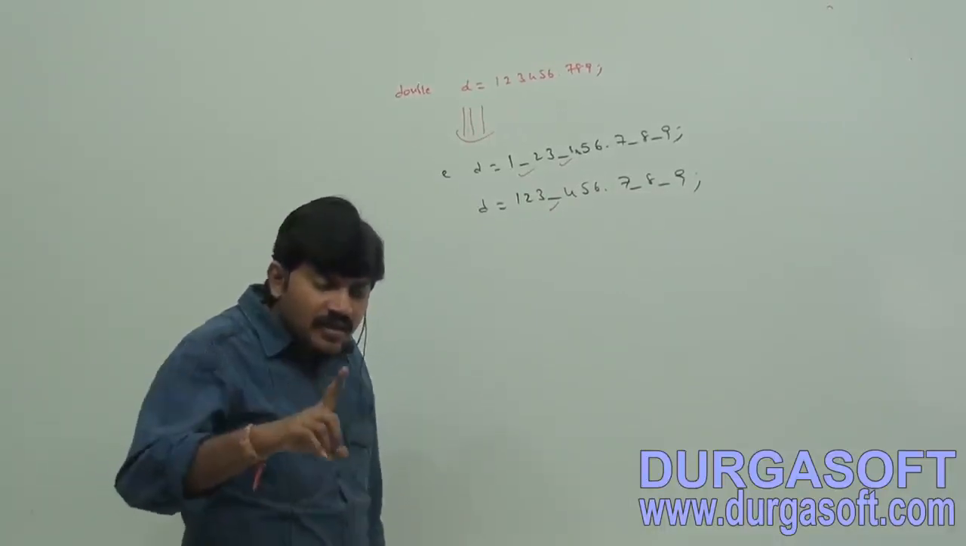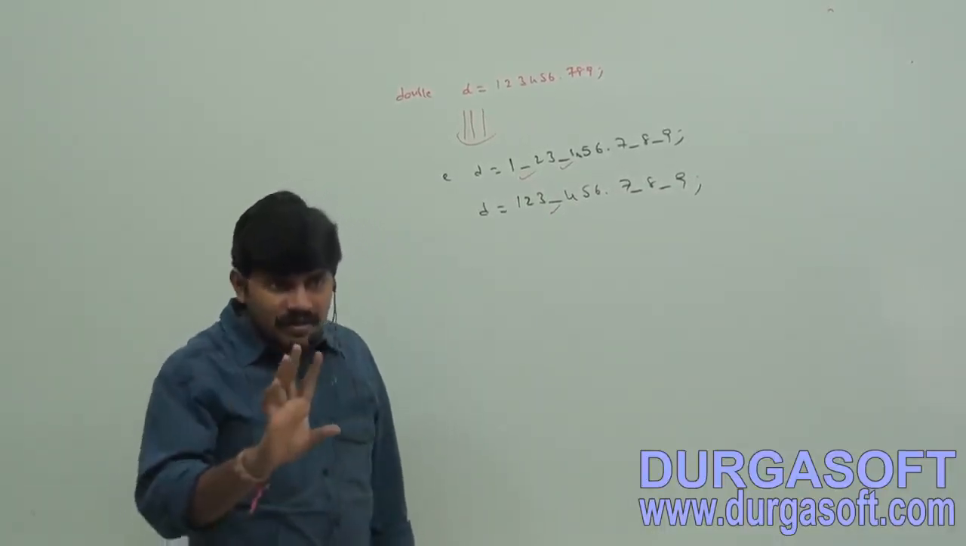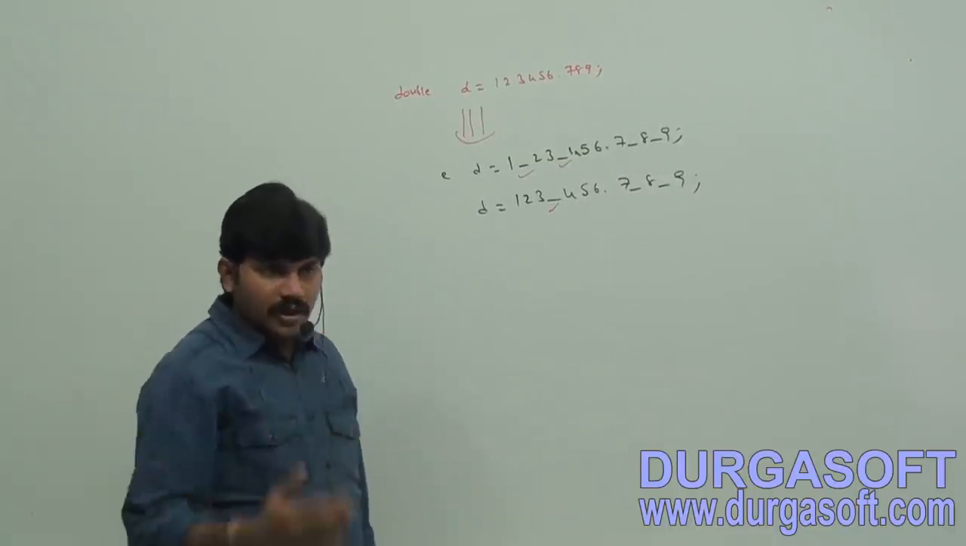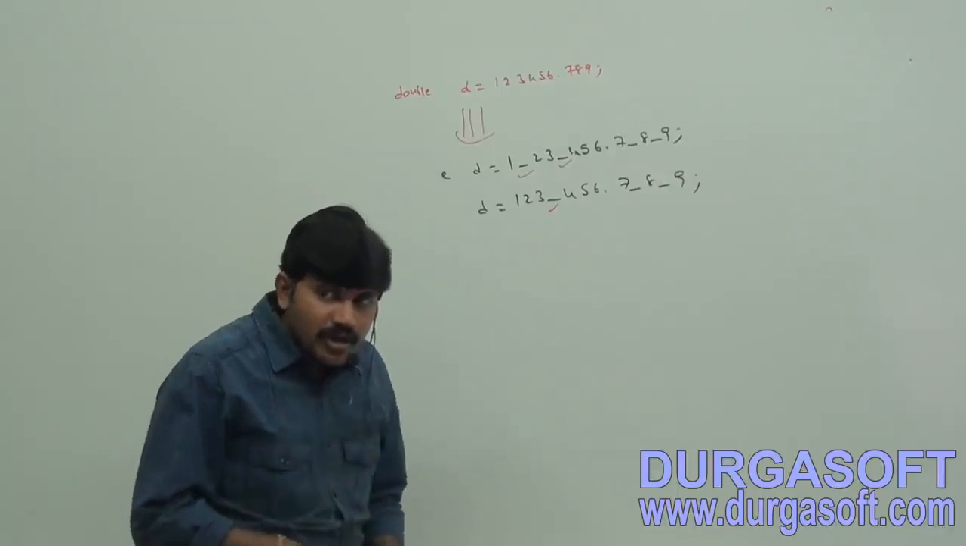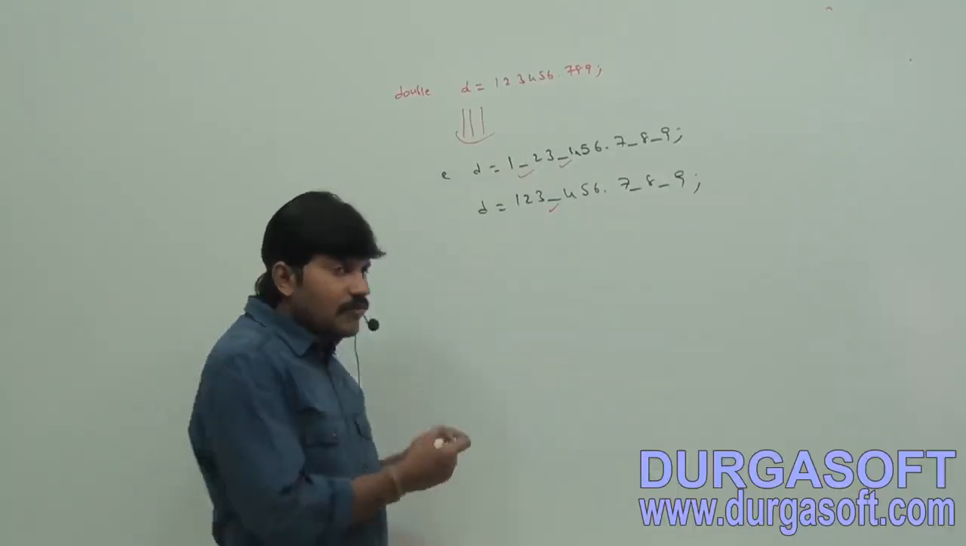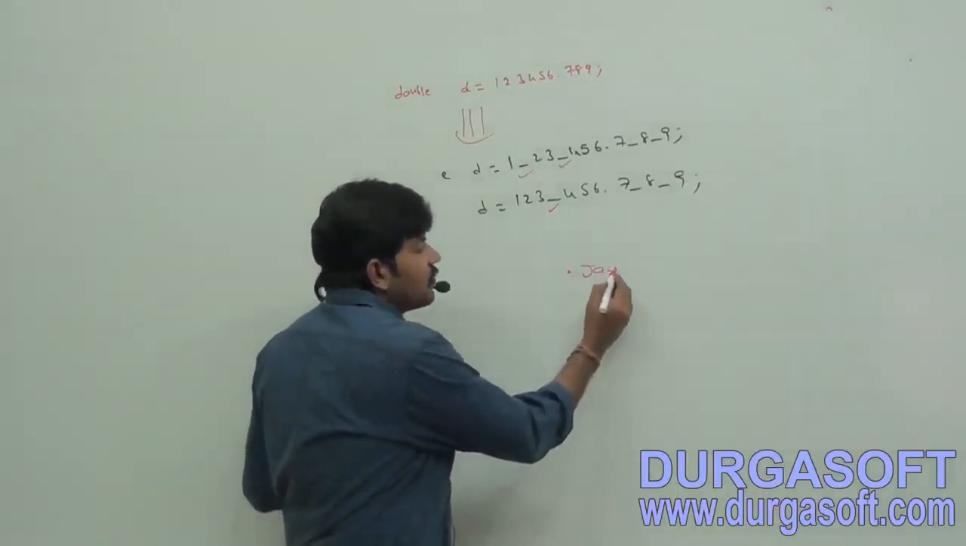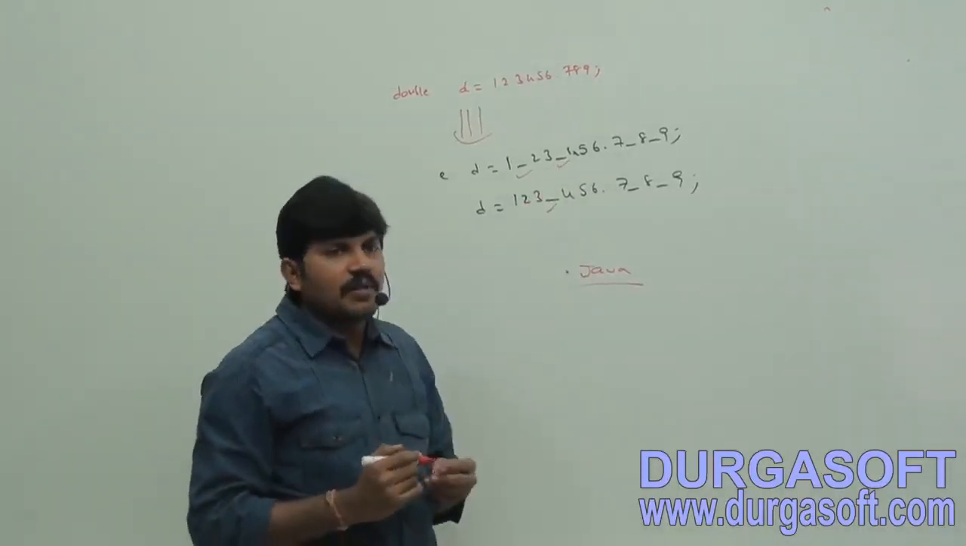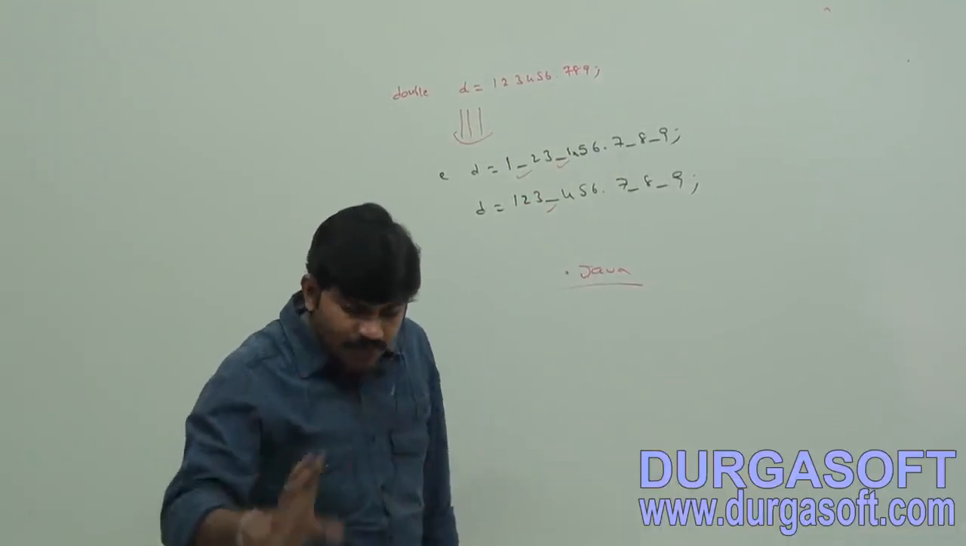Readability is required in the .java file, not in the .class file. Correct? No one is going to open the .class file. No one is going to read it. Everyone is always going to read what? Our code. Our code is nothing but the .java file. That's why this thing is applicable only for the .java file.